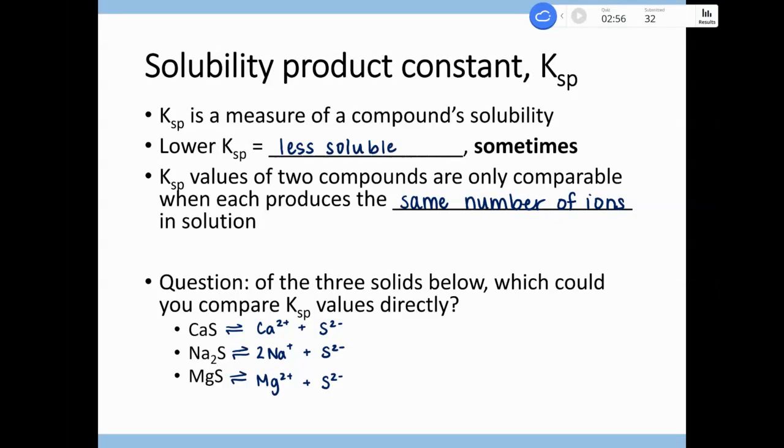So of the 3 solids below, the 2 that you could compare directly are the first one and the last one, because they both produce 2 ions for every one solid. Sodium sulfide would produce 3 ions, so we just can't compare it directly. There will be an exponent in the KSP calculation different from the other 2.